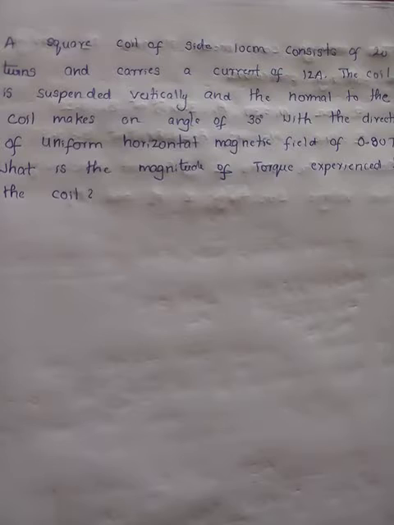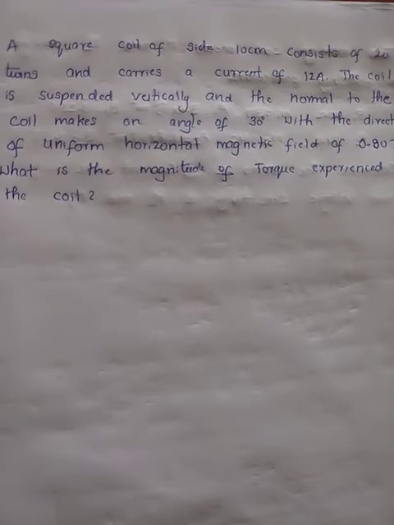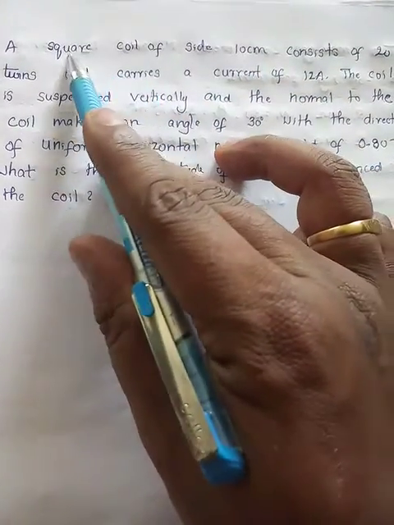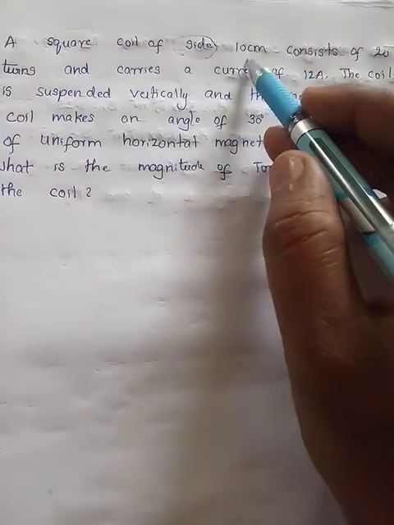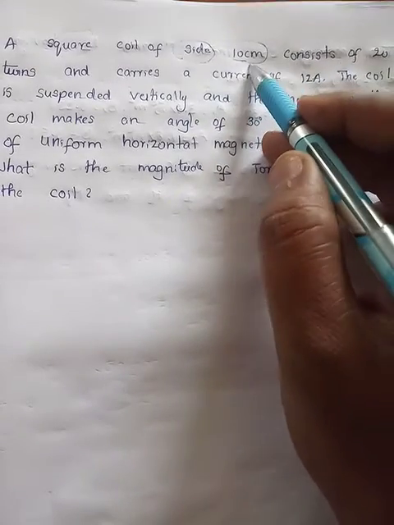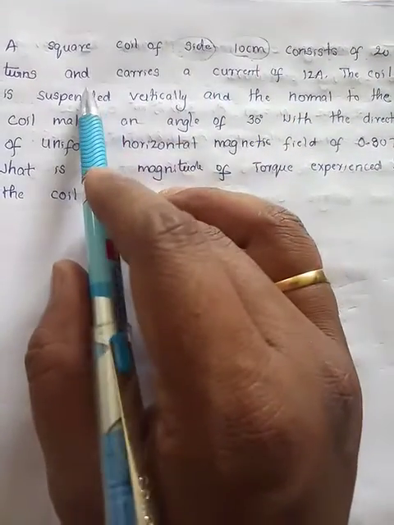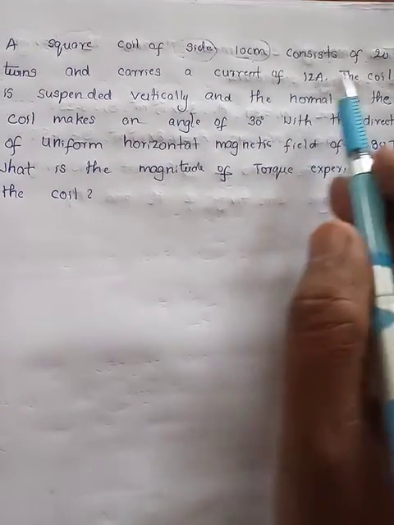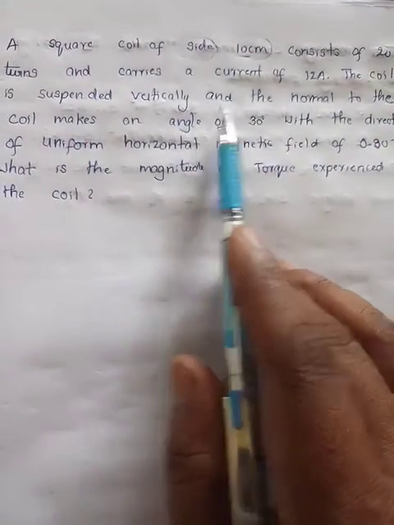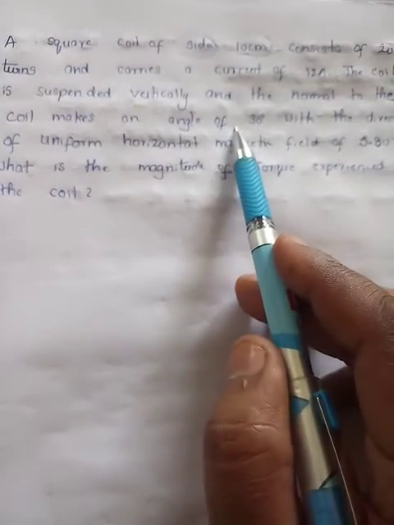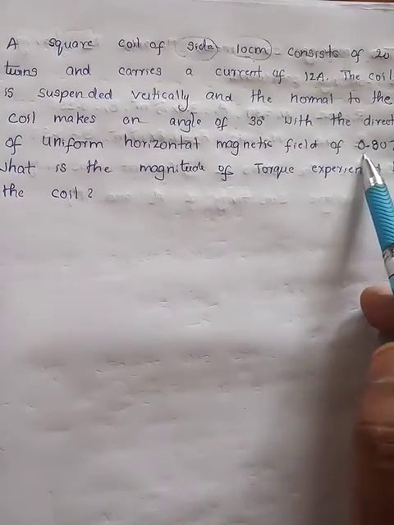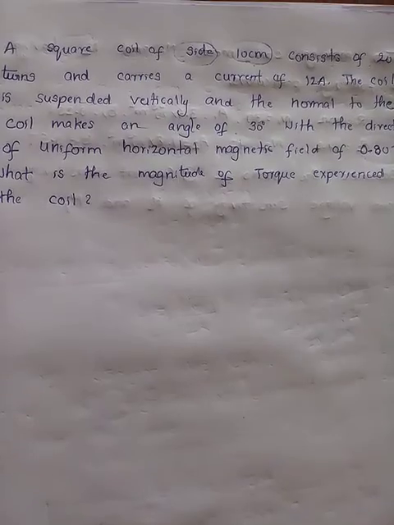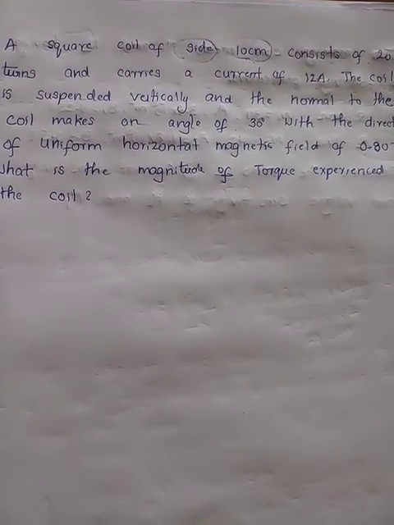See, a square coil of side 10 centimeters consists of 20 turns and carries a current of 12 amperes. So there is a coil. Which coil? Shape: square. The side means in a square the sides are the same. They have given the area indirectly. 10 centimeters side. Consists of how many turns? 20 turns. And carries a current of 12 amperes. The coil is suspended vertically and the normal to the coil makes an angle of 30 degrees with the direction of a uniform horizontal magnetic field of 0.8 Tesla. What is the magnitude of torque experienced by the coil?